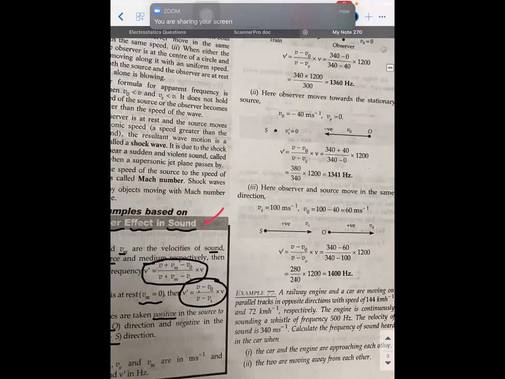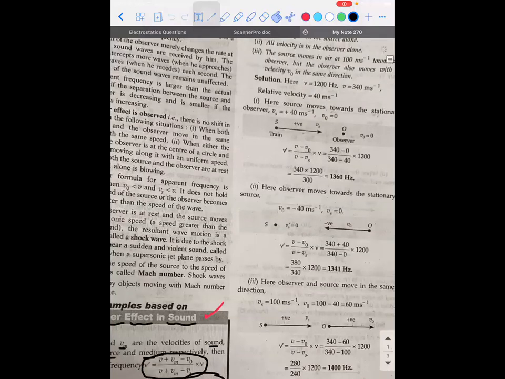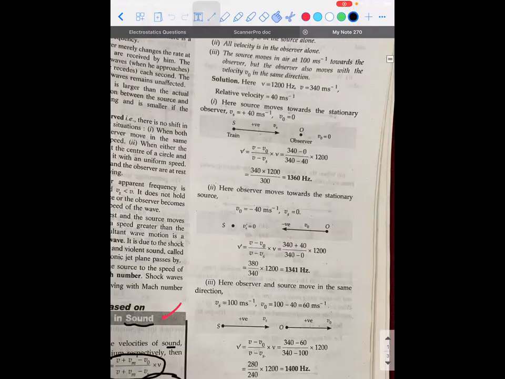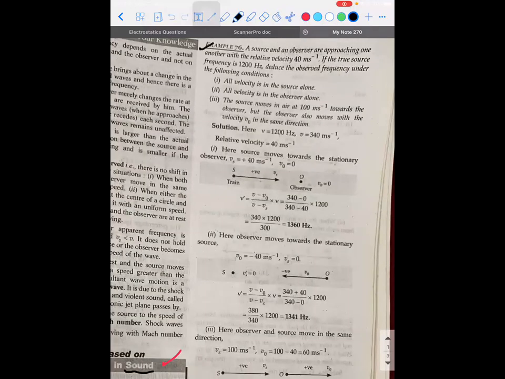Now listen. Suppose a question is like this. A source and an observer are approaching one another with a relative velocity of 40 meters per second. If the true source frequency is 1200 hertz, deduce the observed frequency under the following conditions. First, all velocity is in the source alone. Second, all velocity is in the observer alone. Third, the source moves in the air at 100 meters per second towards the observer, but the observer also moves with velocity v0 in the same direction. So read the question carefully. Tell me how do we proceed.